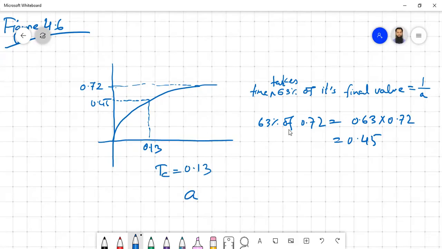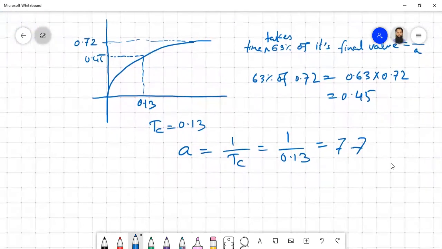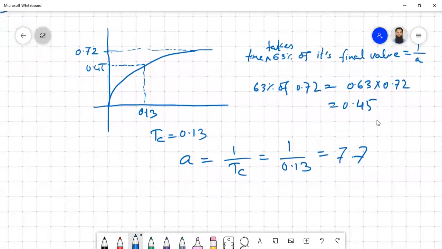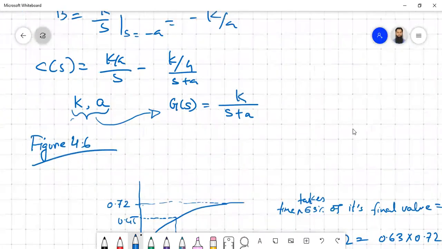So what is the value of A? A is basically 1 by TC. So 1 by 0.13, which is basically 7.7. Once we know the value of A, the rest left is to find the value of K. And now, what is the formula for the final value?